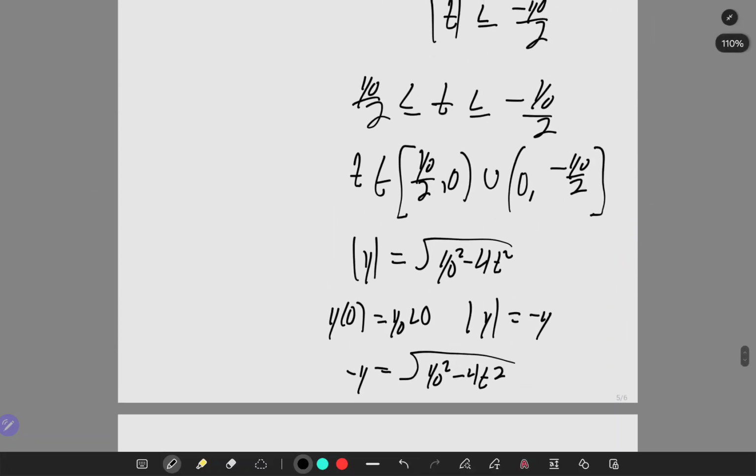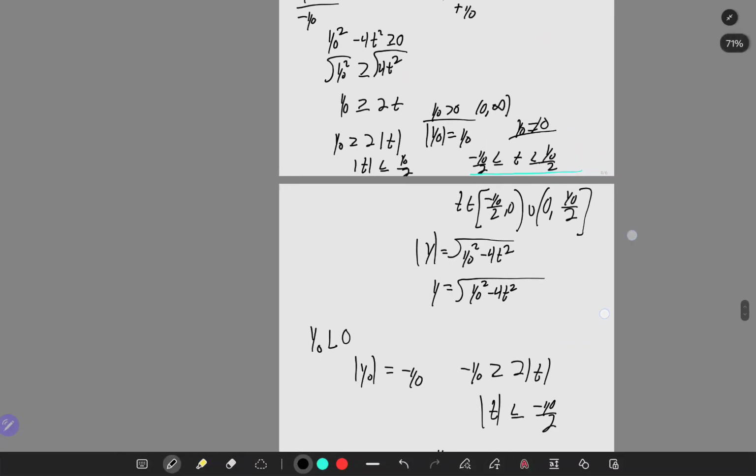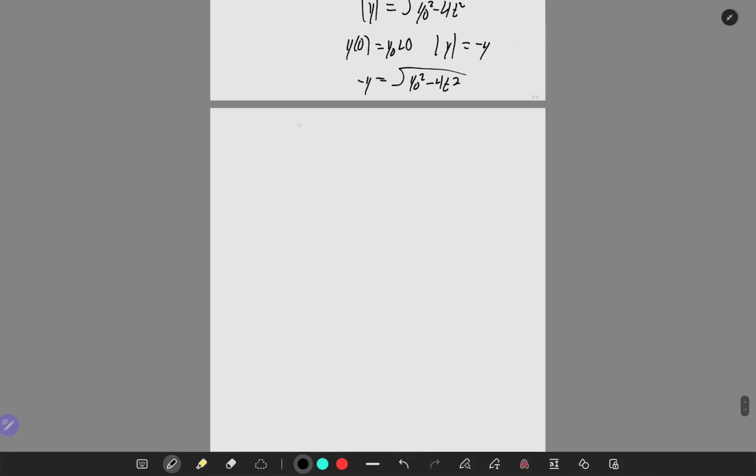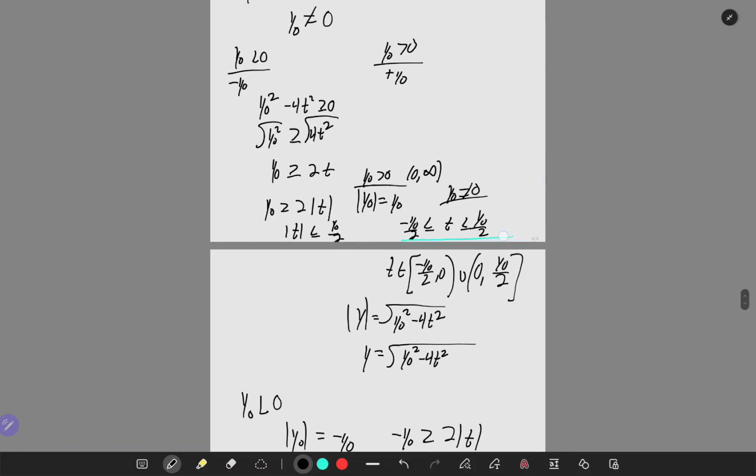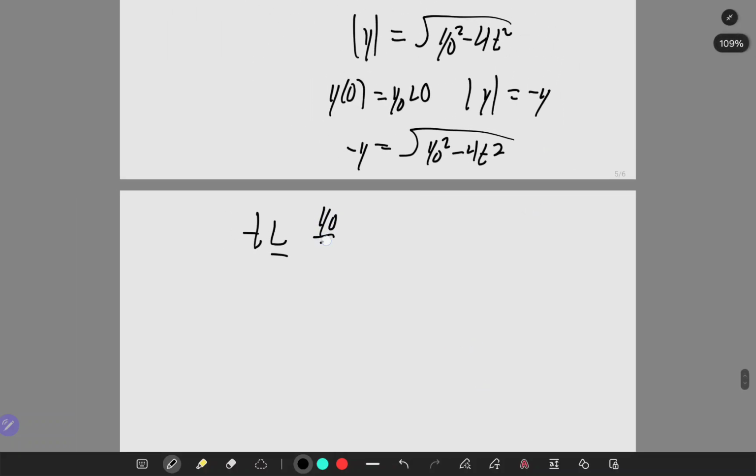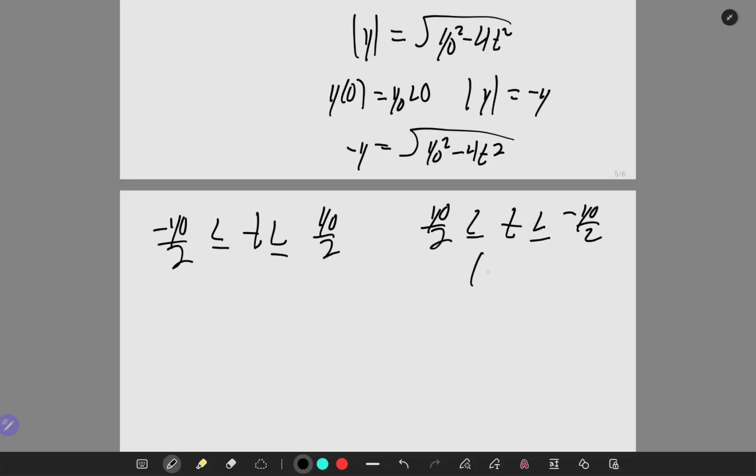So our intervals here would be, okay, this is our intervals here over 2, and we have this one was for negative values, right, and this one's for positive values.